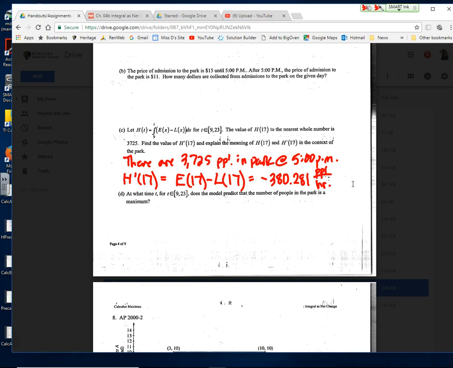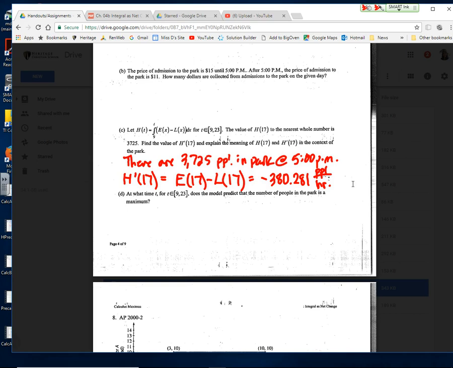I think you already had them in your functions for another problem, so you could have just done value. That's quicker. But on a graph, you'd have to actually get the window. You're just plugging into your calculator, right? You already have the 17. So negative 380.281. They say explain the meaning.